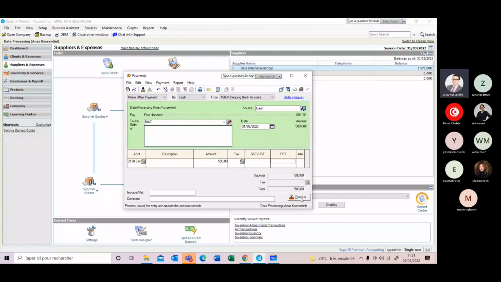Before I click on process, because this transaction is repetitive. It's the same transaction that appears every month. Every month I have to remember to process this transaction. Wouldn't it be better if the software processed it by itself without me forgetting? What do you think about it? So we have an option here. Store as recurring transaction. You see the button? Store as recurring transaction. I click on it.